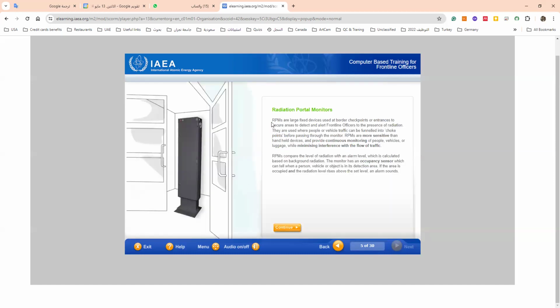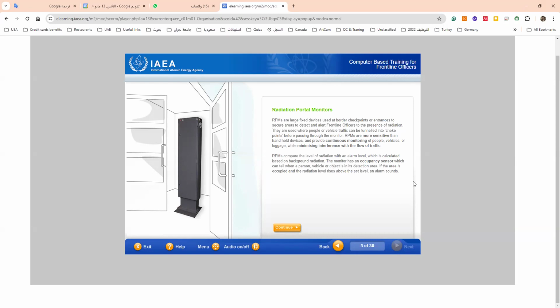Radiation portal monitor. RPMs are large fixed devices. It appears on your left side. Used at the border checkpoint or entrance to a secure area to detect and alert a front line officer to the presence of radiation. They are used where people or vehicle traffic can be funneled into a choke point before passing through the monitor. RPMs are more sensitive than handheld devices and provide continuous monitoring of people, vehicles, or luggage while minimizing interference with the flow of traffic.